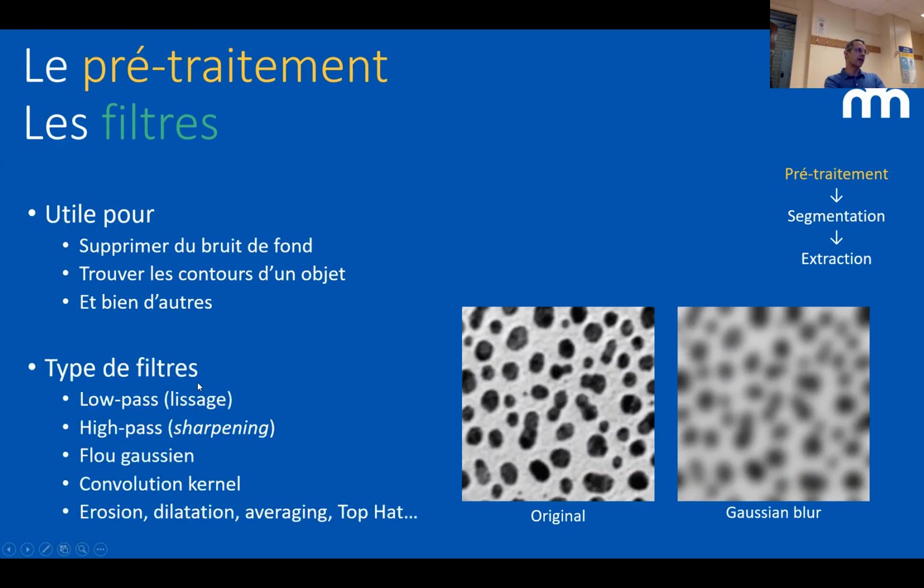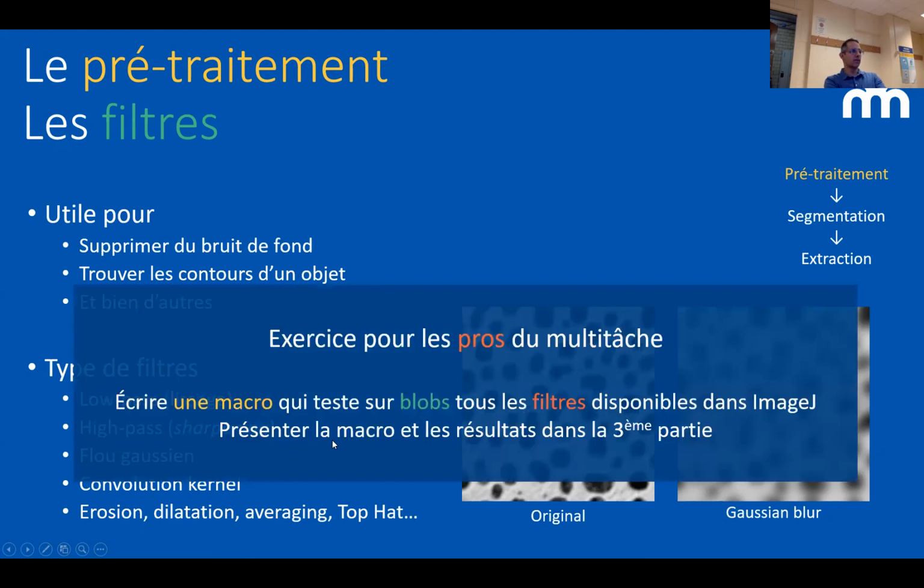And there is also different kinds of filters. You can have low pass, high pass, Gaussian. This one is a Gaussian blur. You can have convolution filters, erosion, dilatation, and other things.